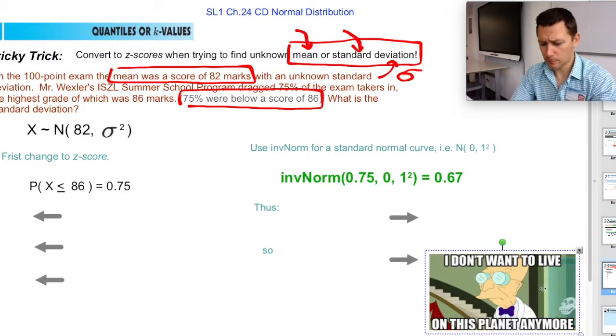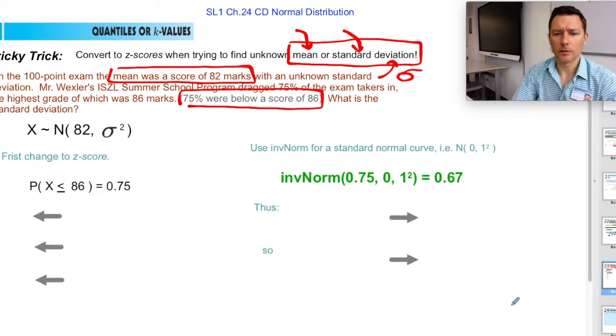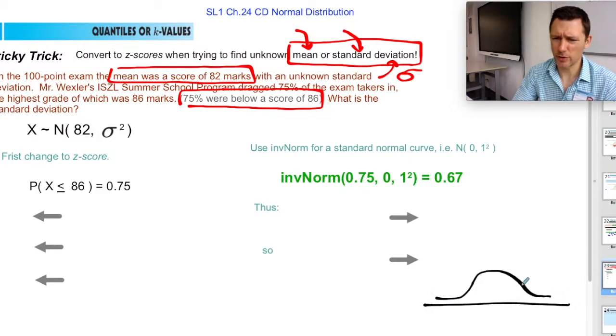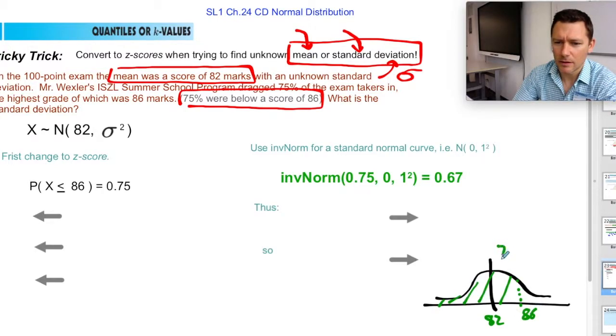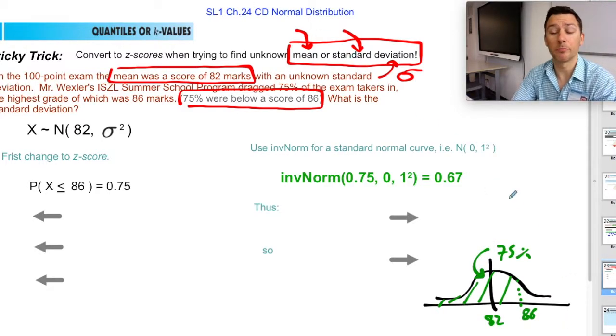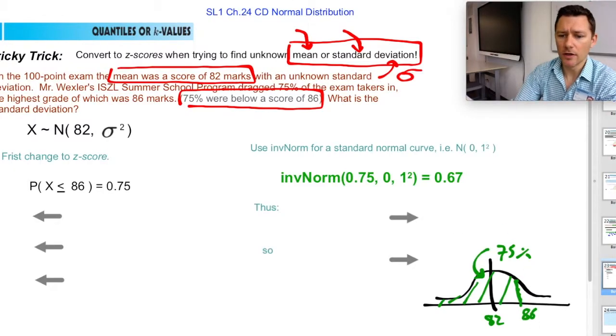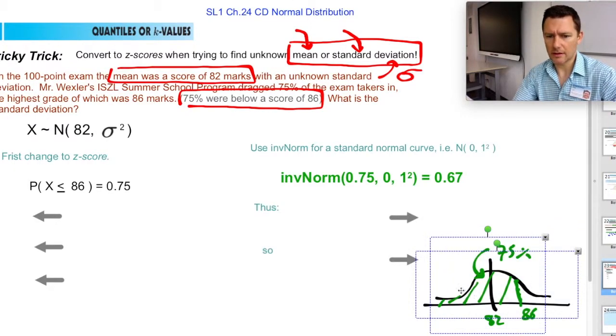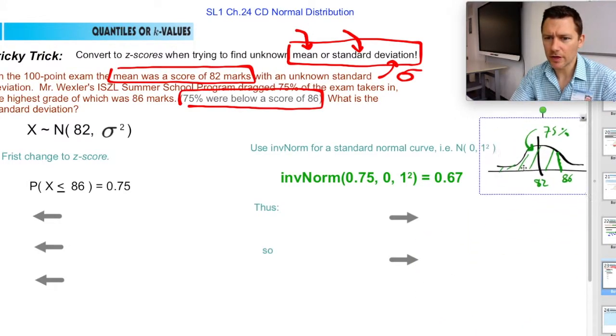So if we visualized this, it would look kind of like this. That's a terrible curve. That's a terrible curve too, but we'll go with it. The mean here was 82. There's some value here which is 86, and 75% of the test takers were below that 86 score. So there's that component. All right, that's just to be able to visualize it. Maybe that'll help.